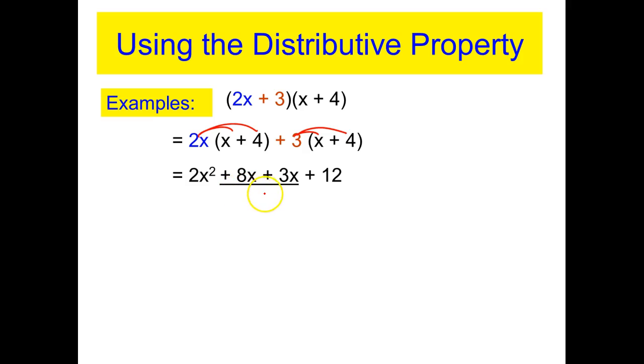And then oftentimes when you're distributing or multiplying binomials, you get 4 terms, and the middle two terms end up combining, being like terms. So we would combine those to get 11x in the middle. And so my final answer is the quadratic trinomial 2x squared plus 11x plus 12.